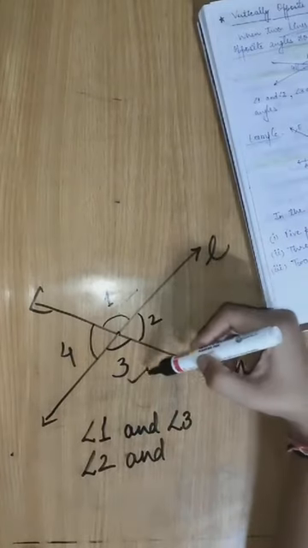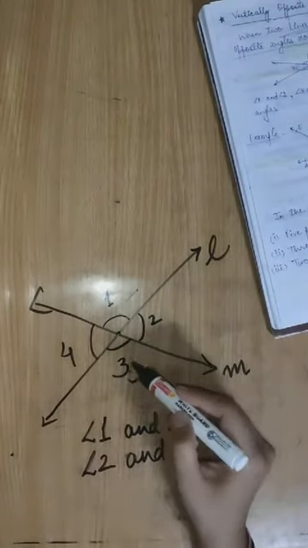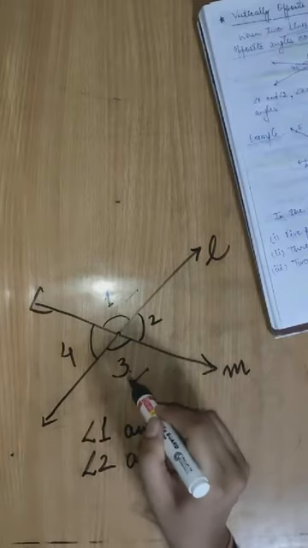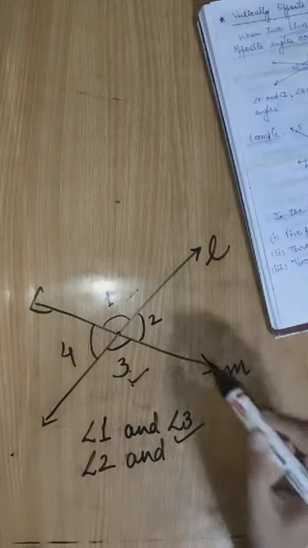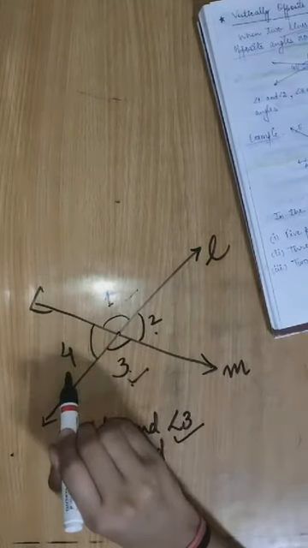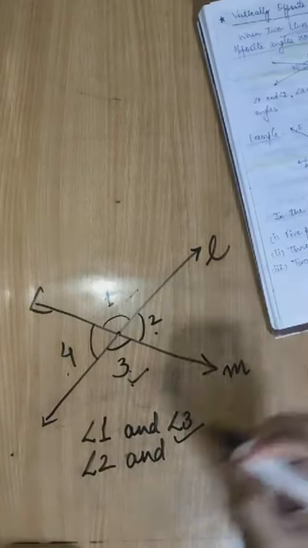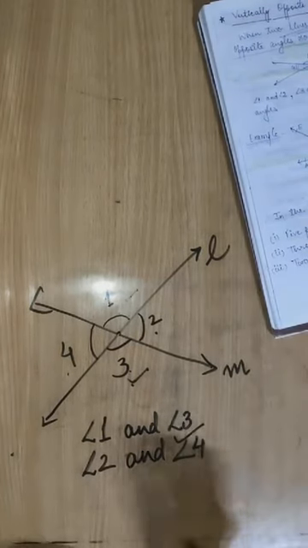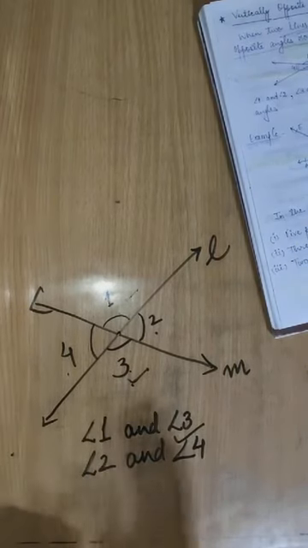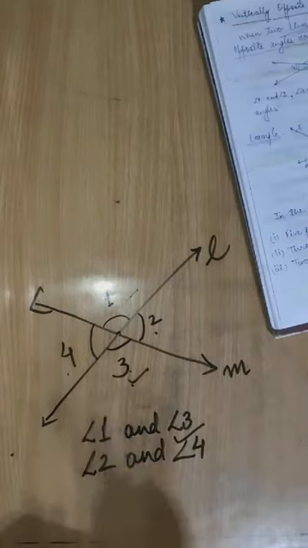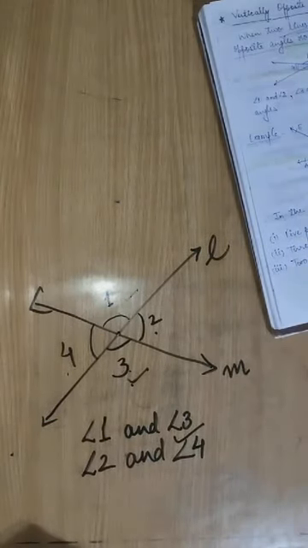Angle 1 will always be equal to the angle just opposite to it, that is, in this case, angle 3. So angle 1 is equal to angle 3. Angle 2 is equal to angle 4. So these are the two pairs of vertically opposite angles formed on the intersection of two lines, which are L and M in this case.